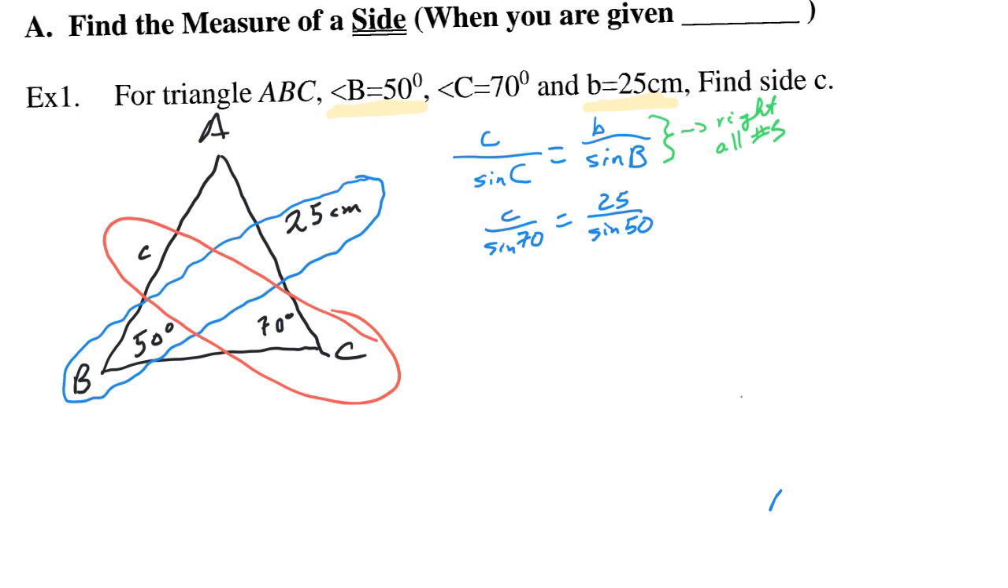Now, here's how you solve it. So we calculate the sine of 70, all right, and we replace it. So we have C over 0.939 is equal to, well, 25 over, well, sine of 50 is 0.766. So now we can take a look at this, and isn't that just cross product now? So we're just going to cross product these things. So we're going to get the following.